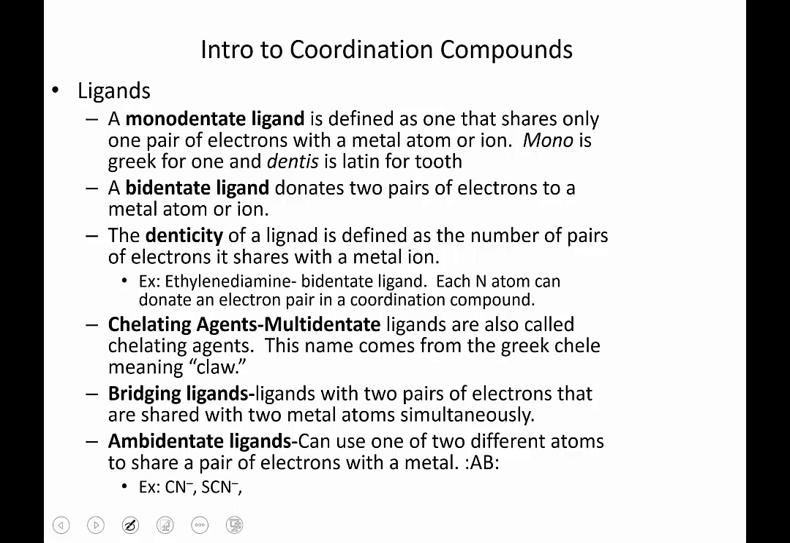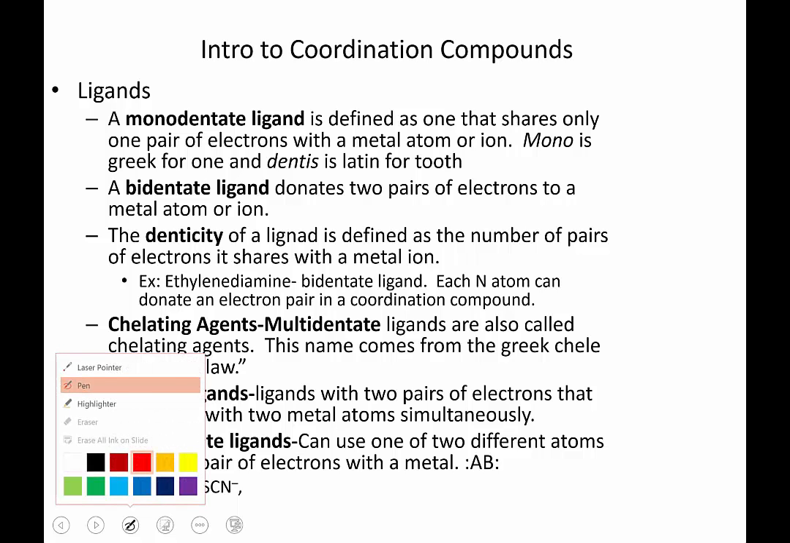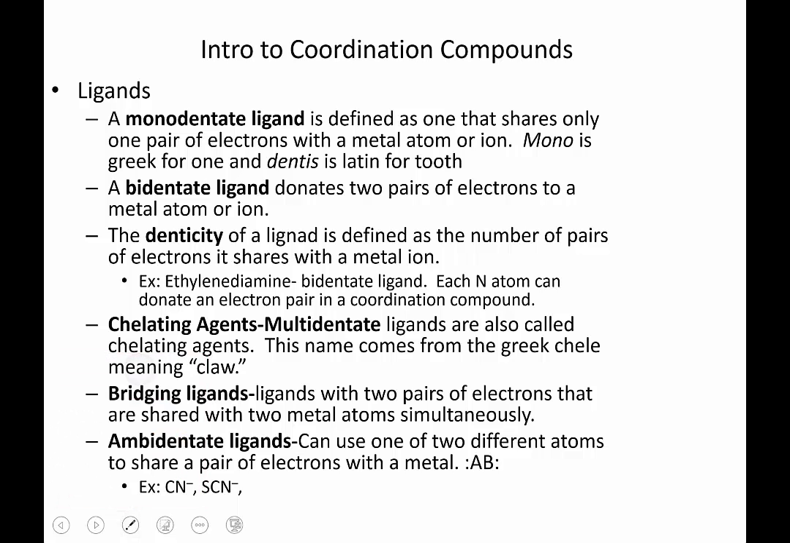Okay, so we also need to talk about ligands. There are a lot of different types of ligands, but I just want to go over a few examples. The first type is a monodentate ligand. Mono is the Greek word for one, and dentis is Latin for tooth. So monodentate means that it has one binding site, essentially, or only one pair of electrons will bind with that metal atom or ion.